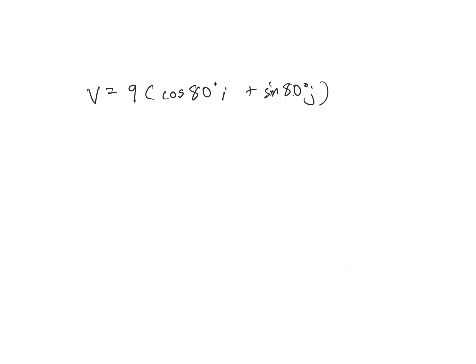So if I had to figure out the magnitude, it's already given to us. Our magnitude is 9, and our angle is then just 80 degrees because everything is already given to us. What if you were given the magnitude and the angle, and then you have to find the different components?